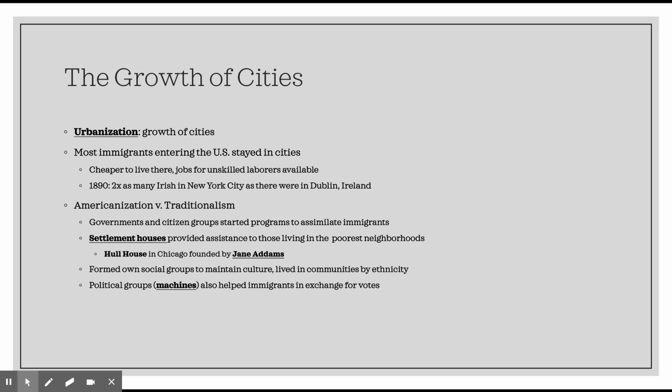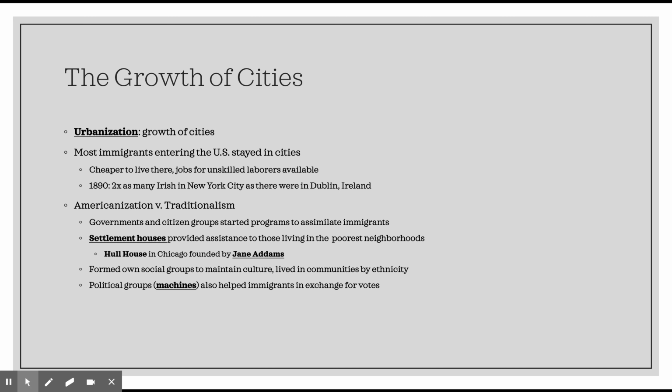So immigrants came to the United States at a time when cities were exploding. This was something known as urbanization, the growth of cities. Most of the immigrants who came to the United States actually stayed in the cities. And you might wonder why. Well, cities were cheaper, and there were plenty of jobs for unskilled laborers at a lot of the factories that were located in the cities. In fact, in 1890, there were two times as many Irish living in New York City as there were in Dublin, which was the largest city in Ireland.